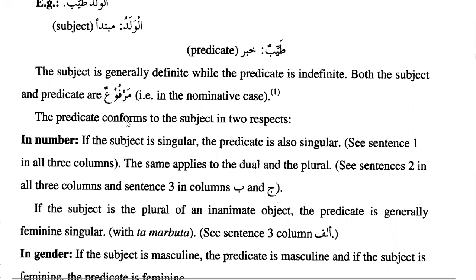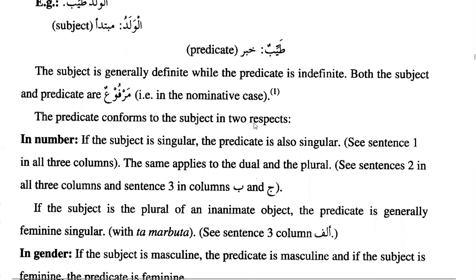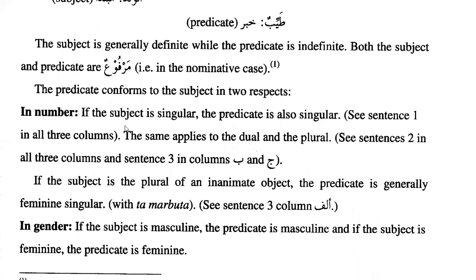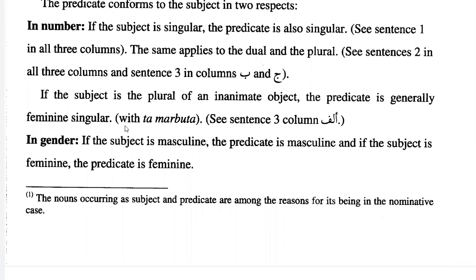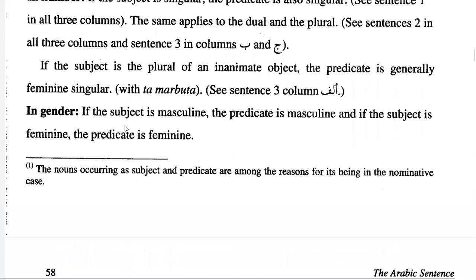The predicate conforms to the subject in two respects. In number, if the subject is singular, the predicate is also singular. See sentence one in all three columns. The same applies to the dual and the plural. See sentence two in all three columns, and sentence three in columns Ba and Jim. If the subject is the plural of a non-human object, the predicate is generally feminine singular with Ta Marbuta. See sentence three, column Alif. In gender, if the subject is masculine, the predicate is masculine, and if the subject is feminine, the predicate is feminine. If anyone has any question, they can ask me.